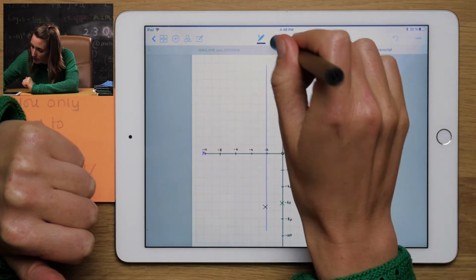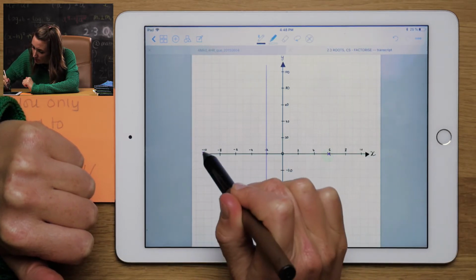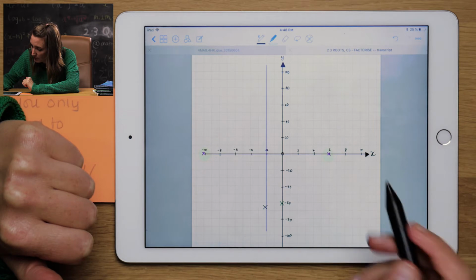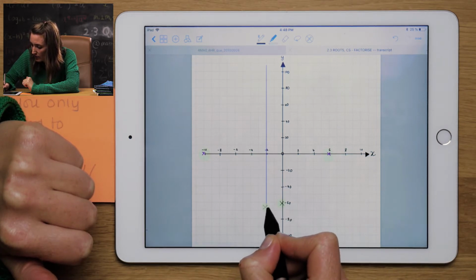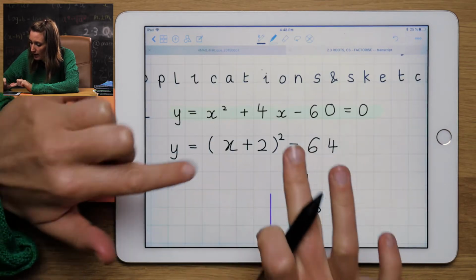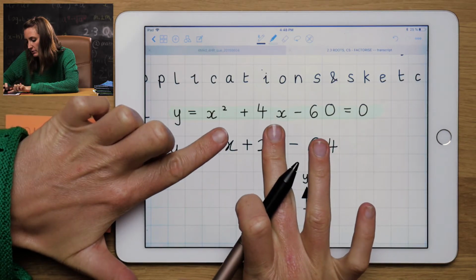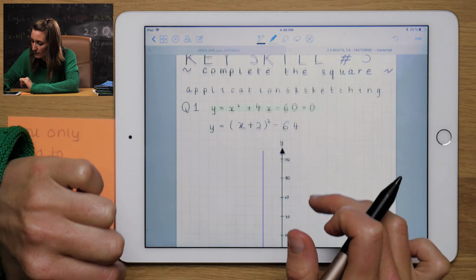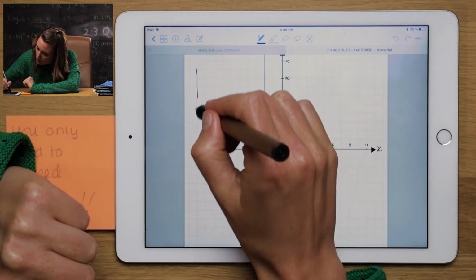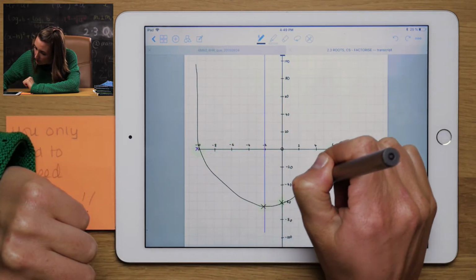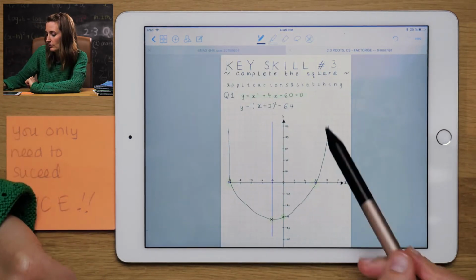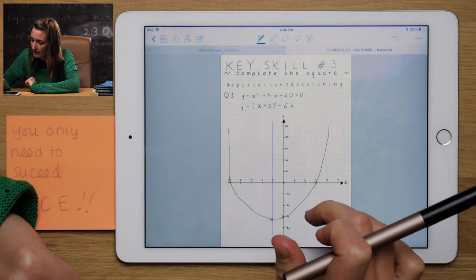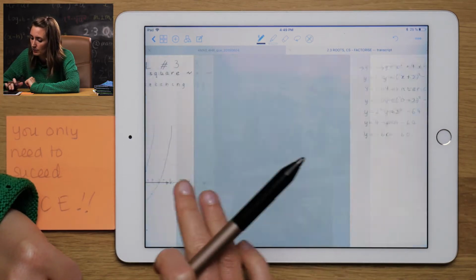So I'm going to use the points that I've put in, these two from solving my completed square, this one from letting x equal to 0, and this one, x equals minus 2, y equals minus 64. And I'm going to join them up in a smooth, continuous fashion. So that's how you can draw your graph. Let's have a look at the other examples.